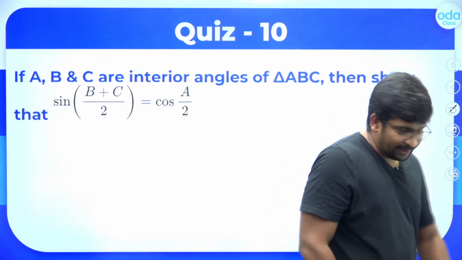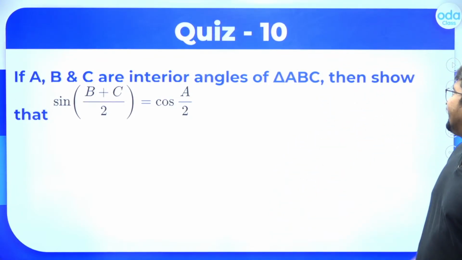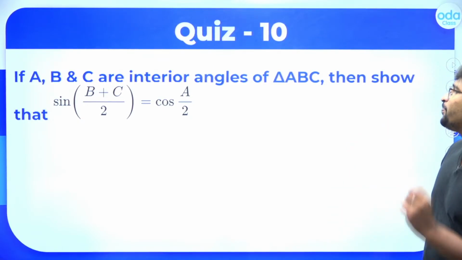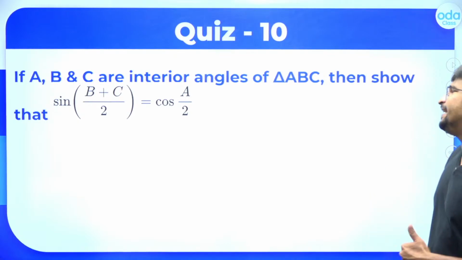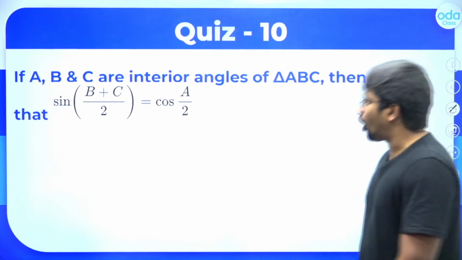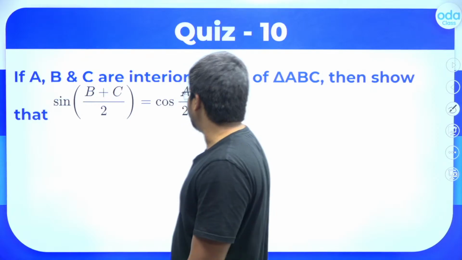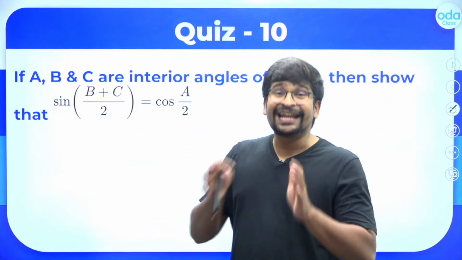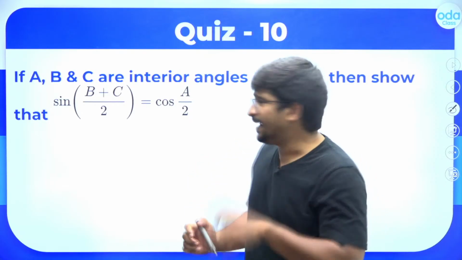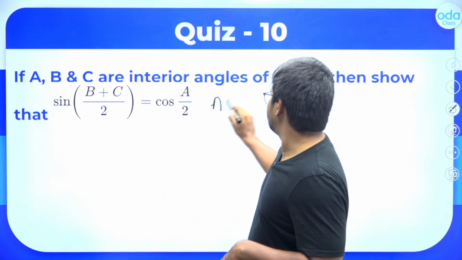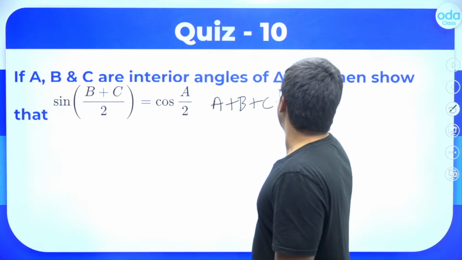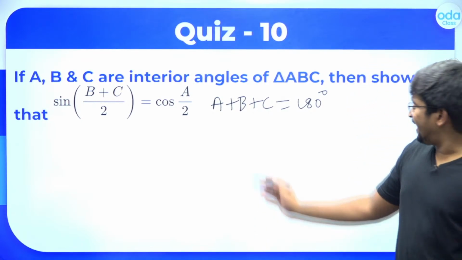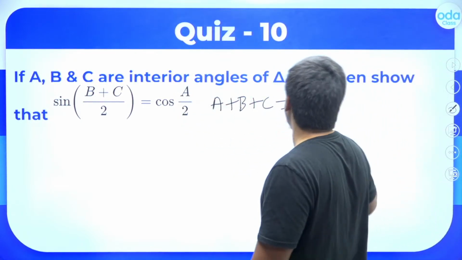Yes. Next question. If A, B and C are interior angles of triangle ABC, then you have to show sine of B plus C divided by 2 is same as cos of A by 2. Very interesting question. Let's do this. Okay. You know that sum of angles, interior angles of a triangle is 180 degree. So you can say A plus B plus C is 180 degree. You can say like this. Correct? Let's divide this completely with a 2.